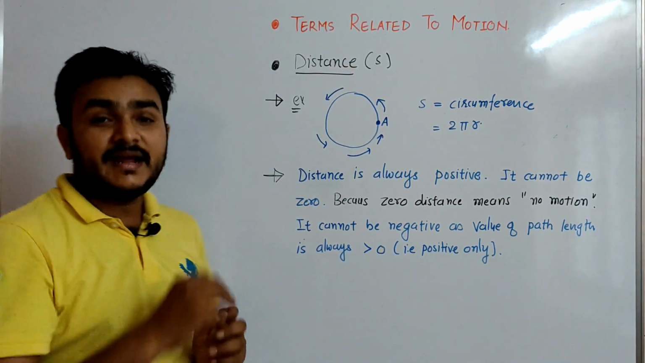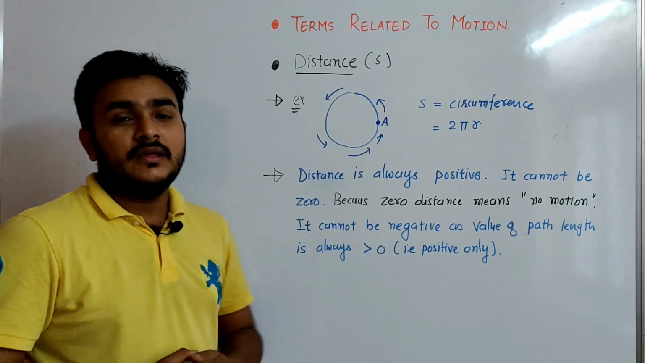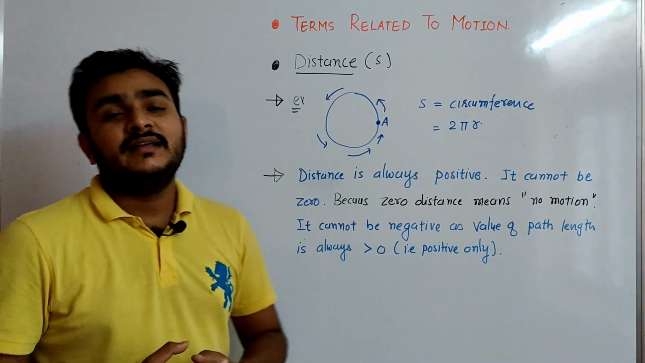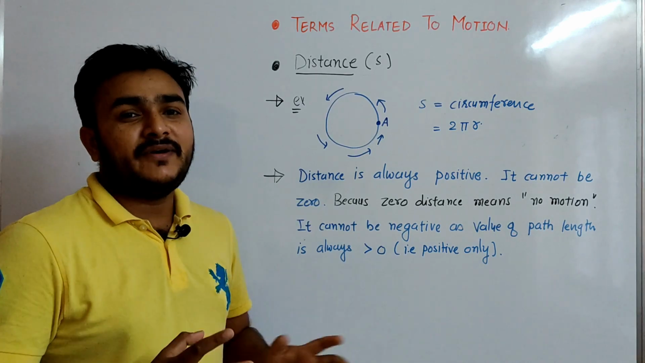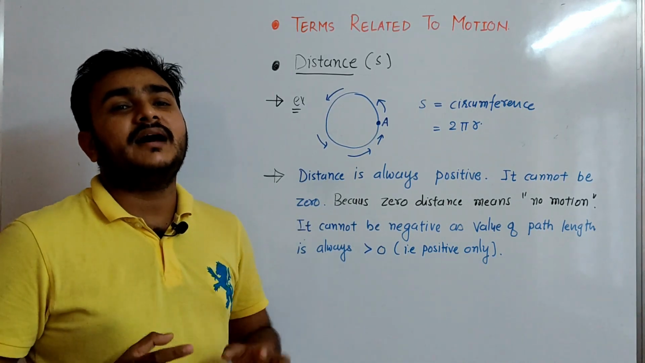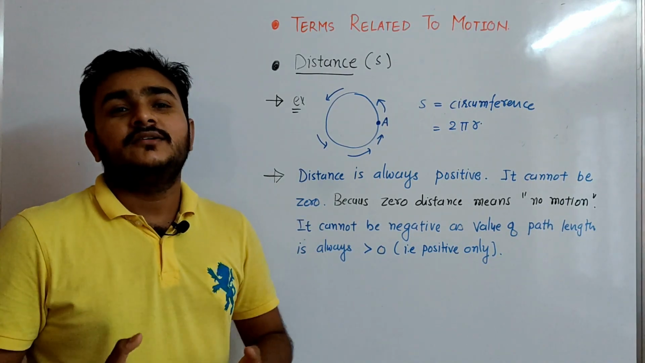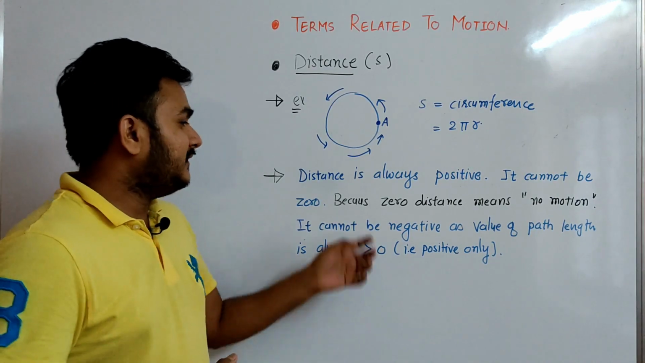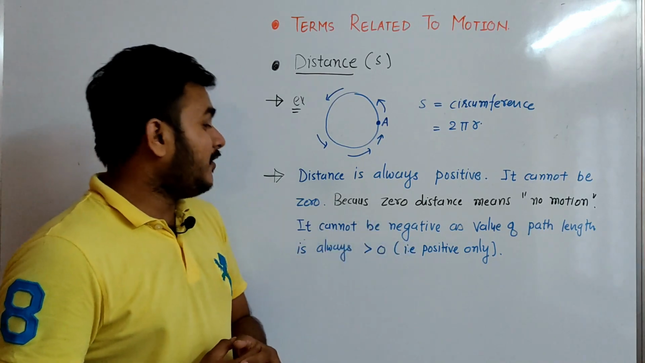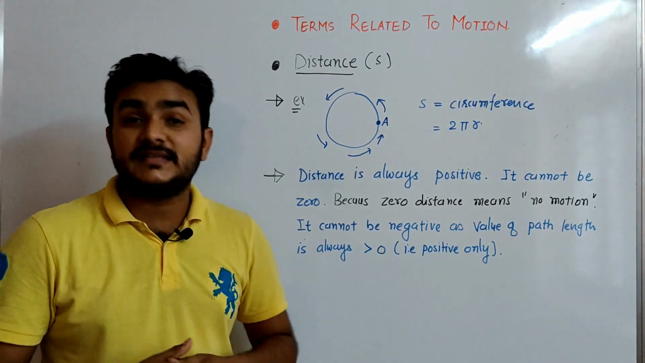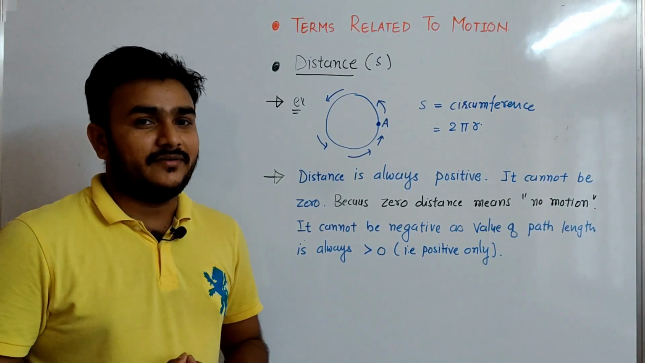Now another important thing regarding distance is that it is always a positive quantity. It cannot be zero. If distance is zero, that means there is no motion. As we have defined, distance is the total length of the path during the motion of an object. So in order to have a distance, the motion has to be done, and if motion is there, then the value of distance will not be zero. It cannot be negative, as the value of the path length is always greater than zero. This is another important point, and that is why again distance is a positive quantity.